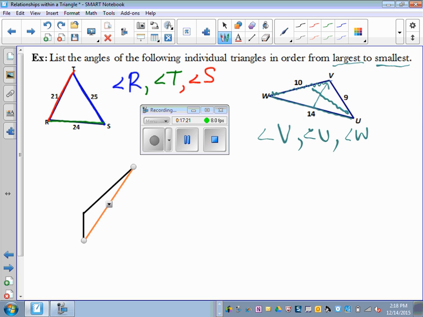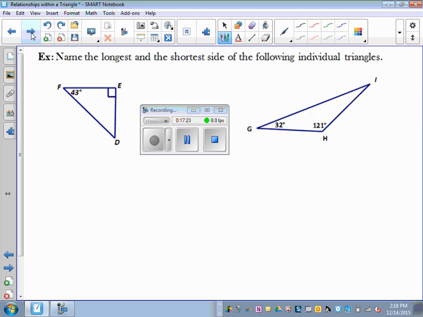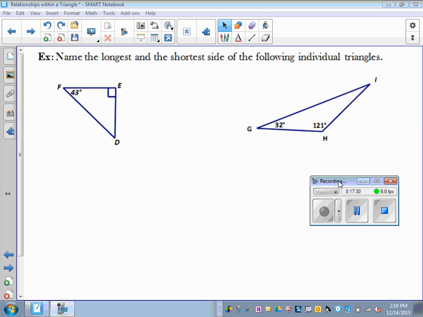Okay, so then our next one here. Name the longest and the shortest side of the following individual triangles. So notice here they're not asking for an ordering, they just want the longest one and the shortest one. So go ahead and give each one a try. I'll give you a few seconds and then we'll go over it.